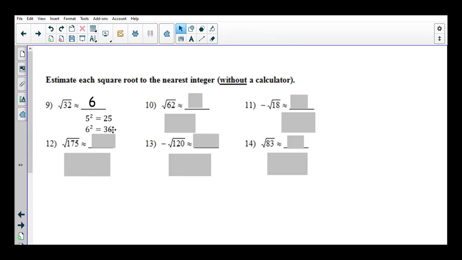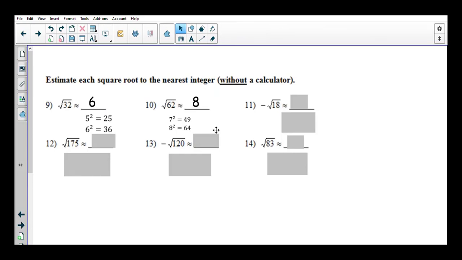Number 10, square root of 62. So 62 is not a perfect square, but 64 is, and 62 is pretty close to that. 49 also is a perfect square, so I know it's between 7 and 8. But 62 is really close to 64, so it means that we can approximate the square root of 62 as about 8.